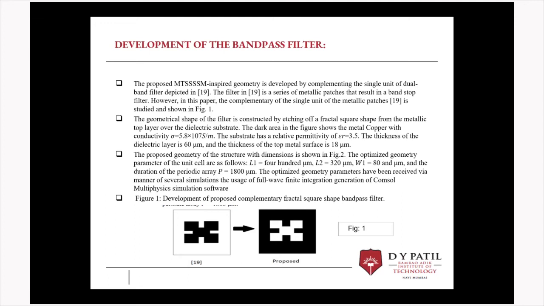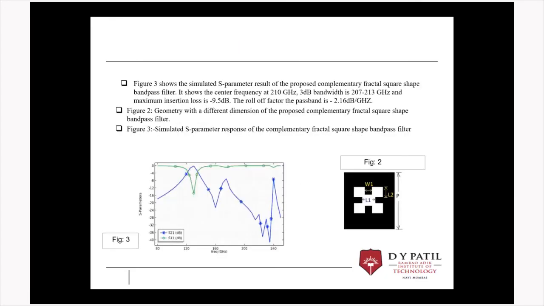In the second diagram, length 1 is equal to 400 micrometers and length 2 is 320 micrometers, the width is 80 micrometers, and the periodic array is 1800 micrometers, as shown in this diagram. So this is the simulation which we have got in the COMSOL software.